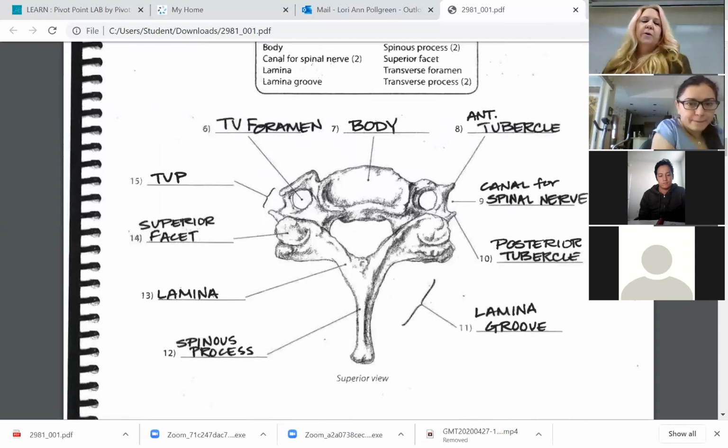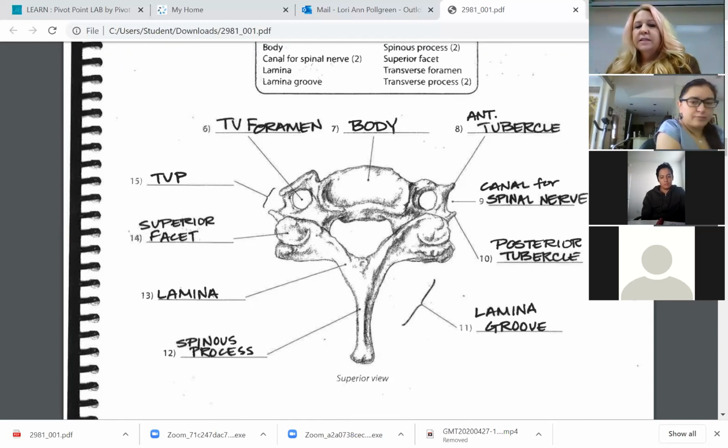So we can see that transverse foramen for number 6. And then we call that front part the body. Starts to get a little bit thicker, and it helps to protect the spinal column behind it, the spinal cord. Number 8 is that anterior tubercle that we were looking at from the side. And the canal for the spinal nerve is the arrow is pointing into that little curve inside there. And then we have the posterior tubercle right behind that canal for the spinal nerve.